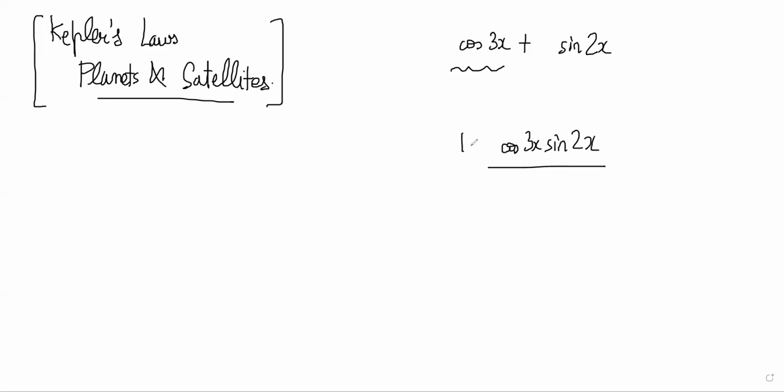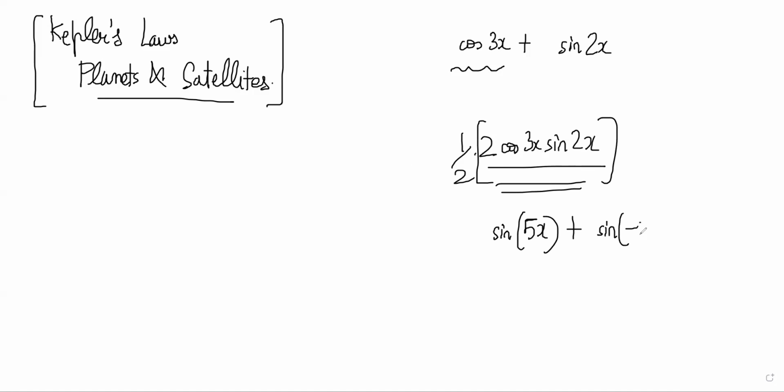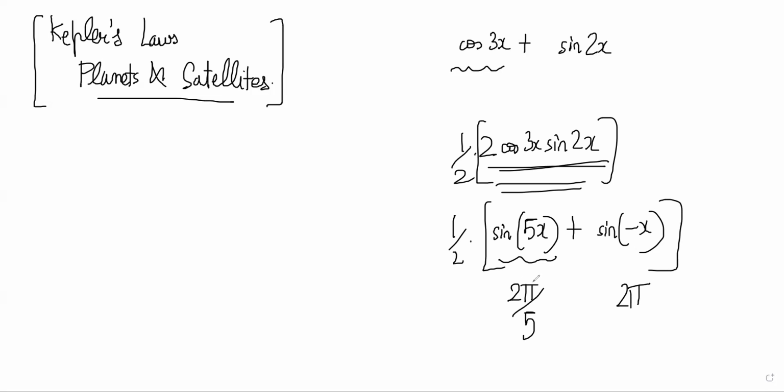If you have it like this, you will just do half-half and write it as a sum and difference of sin C plus sin D and so on. You can easily write it as sine of (C plus D) by 2 and so on. So sine of 5x plus sine of minus x, which is sine 5x minus sin x. Now the period of this is 2 pi by 5, and the period of this is 2 pi. So the LCM period is 2 pi.